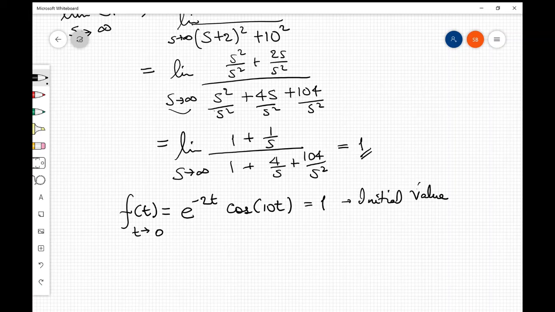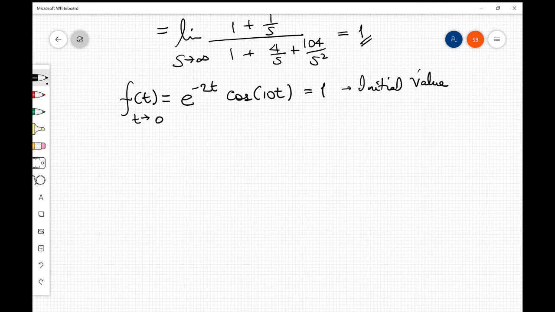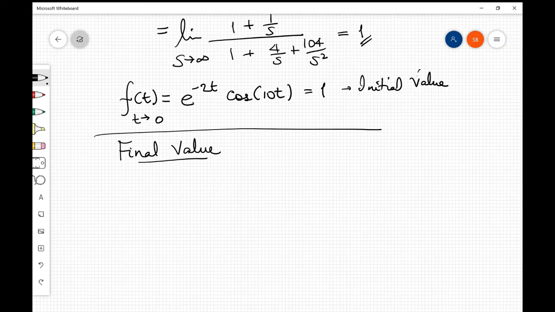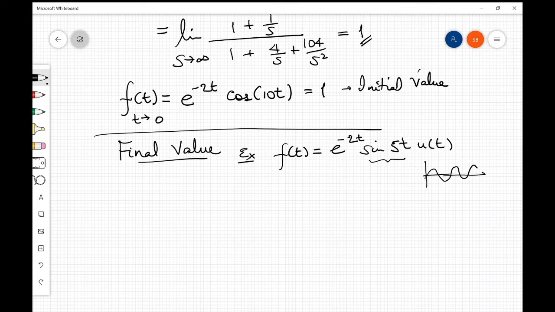This is handy for functions where we cannot directly compute the limit with respect to taking t closer to 0. Let's take another example for the final value. Let f of t be e raised to minus 2t sine 5t u of t. Because of this sine function, it is really hard to determine the value as t is approaching infinity.